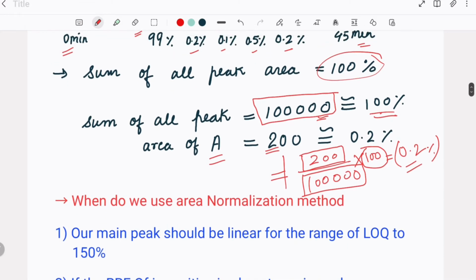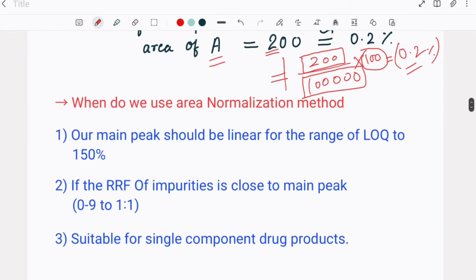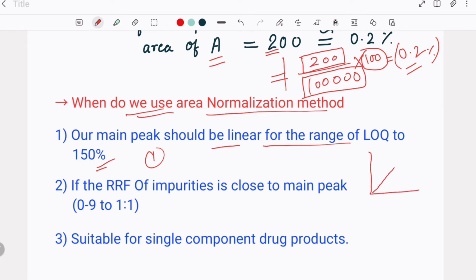Okay, now the second topic we will learn is when we use this area normalization method. Now this is very important. You should have a clear concept in mind of when we use this method to calculate the amount of impurity. The first criterion is our main peak should be linear for the range of LOQ to 150%. It means the area of our main peak should be linear throughout the range from LOQ to 150%. If our main peak gets saturated, okay, suppose saturation comes here, then the right amount of impurities present in the sample we cannot determine from this method.